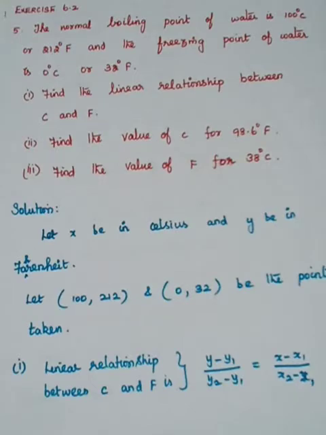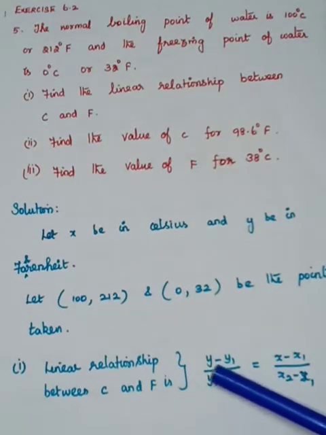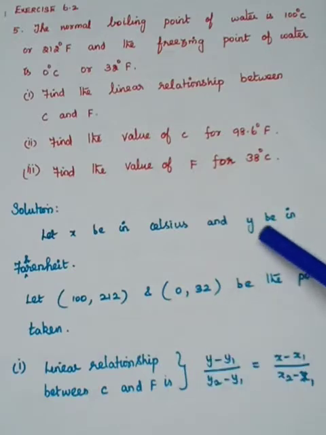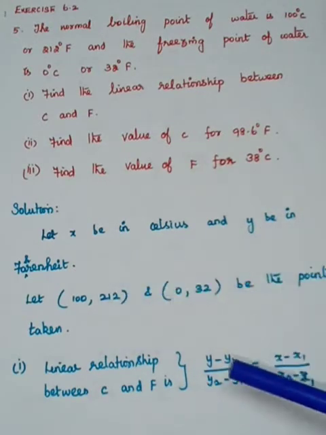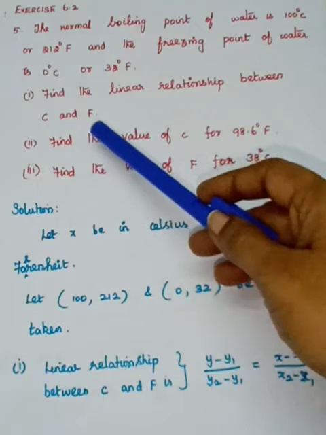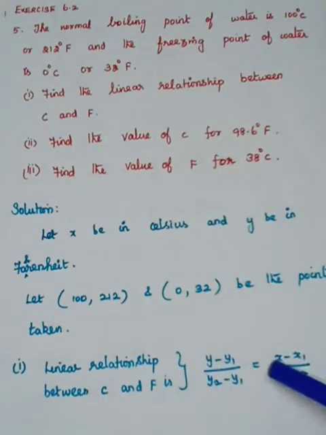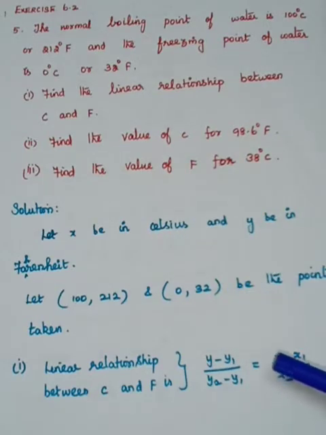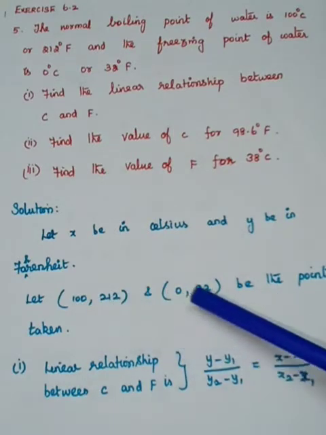Now we are going to write the linear relationship. So here 2 points are there, so we can use the 2-point formula to write the relation. So (y minus y1) divided by (y2 minus y1) is equal to (x minus x1) divided by (x2 minus x1). Here y is in Fahrenheit, so we can denote the symbol F for y. And x is in Celsius, so x can be denoted by the letter C. Here this is x1, y1, this is x2, y2.